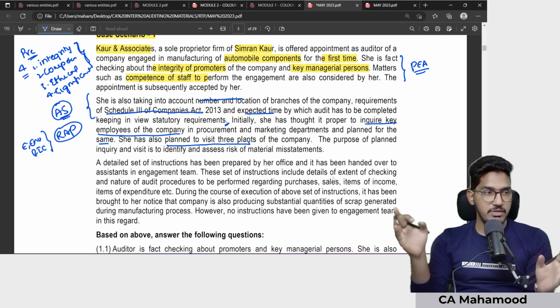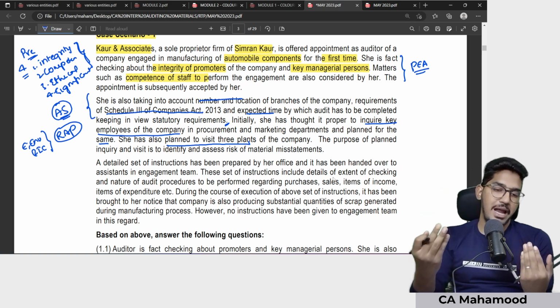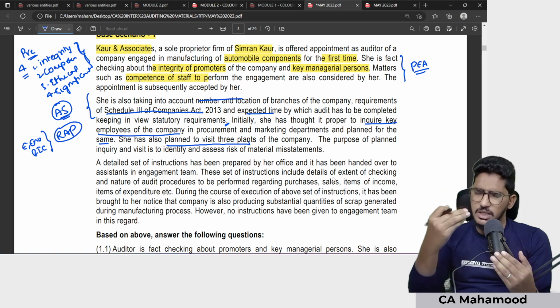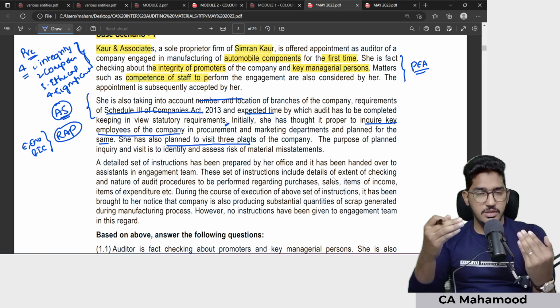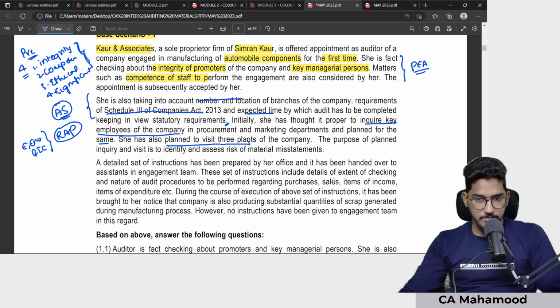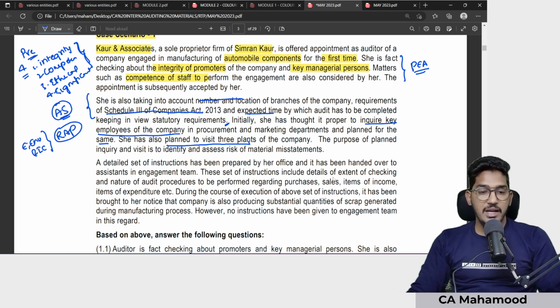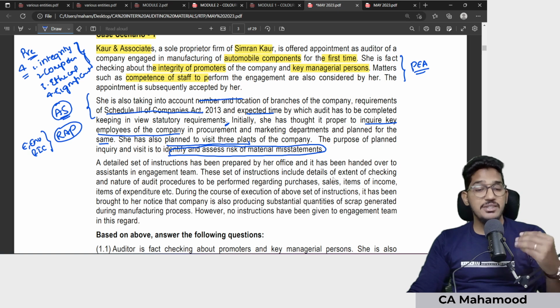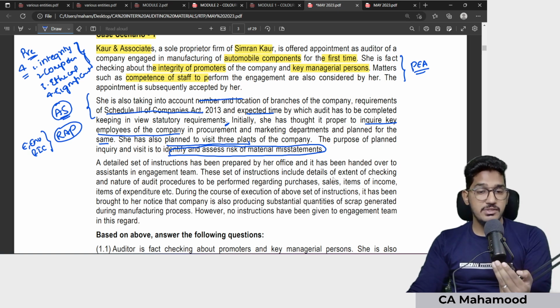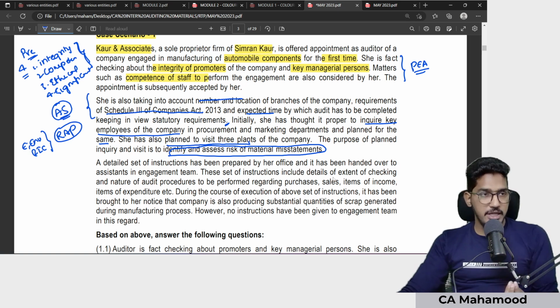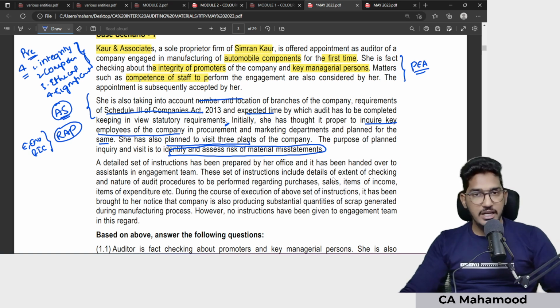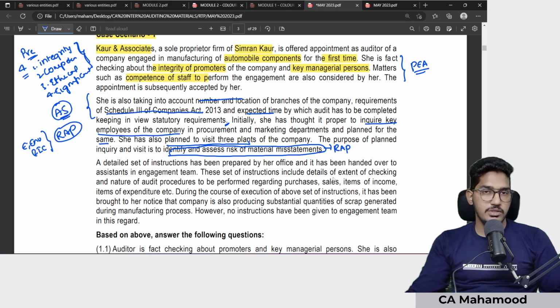So first she performed preliminary engagement activities, then she established audit strategy, then she performed risk assessment procedures. Why? Because inquiring with the key managerial persons and visiting the plants, all these are nothing but risk assessment procedures. Next one, the purpose of planned inquiry and visit is to identify and assess risk of material misstatement. One more hint they are giving. Why is she doing inquiry and visiting the premises? To identify and assess risk of material misstatement. In which procedures do we identify and assess the risk of material misstatement? As we all are aware, in the risk assessment procedures. So she is performing risk assessment procedure.